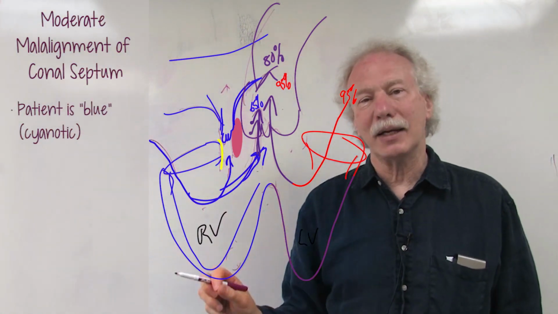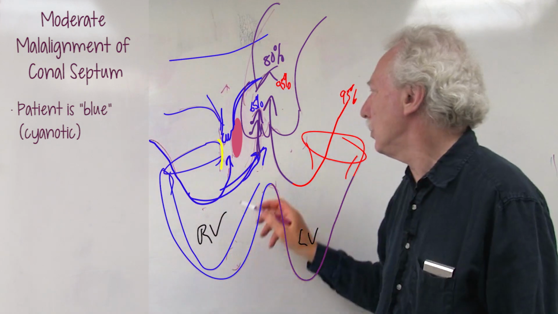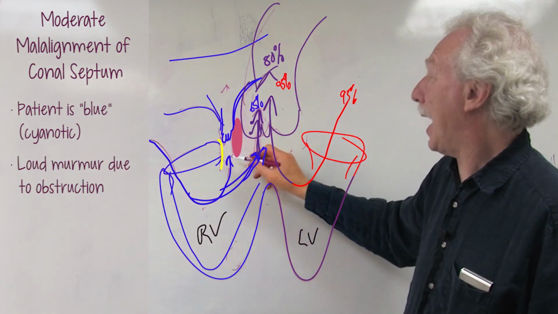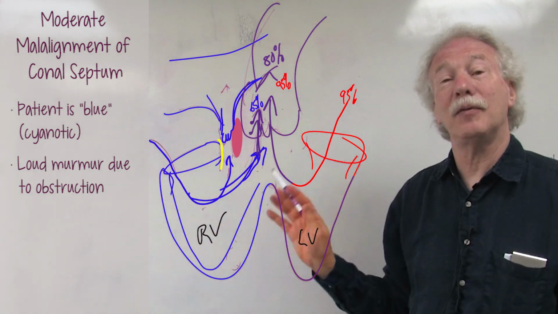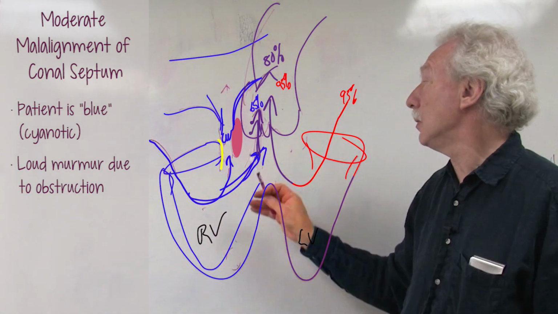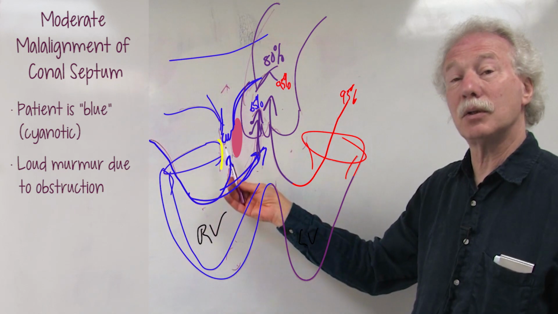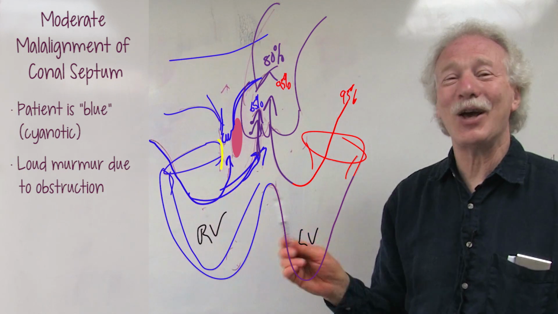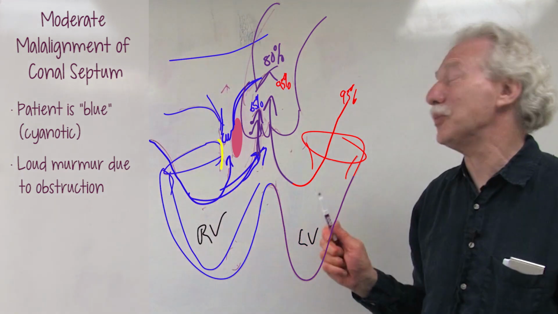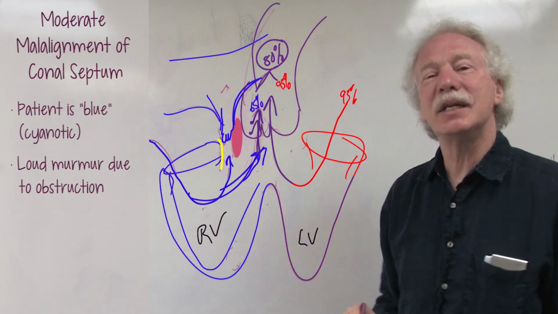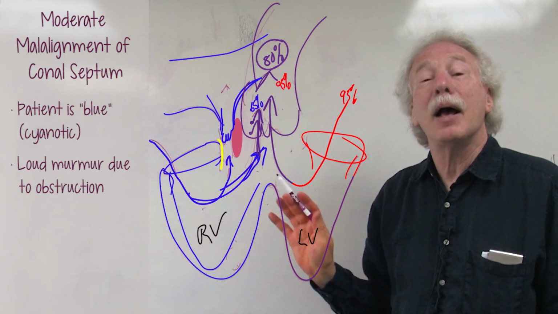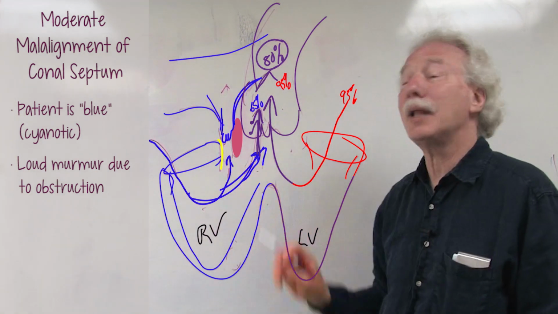The child is cyanotic, looks blue, there may be a loud murmur from this obstruction, and so this would be an example of a kid with Tetralogy of Fallot, moderate to severe obstruction, who does not present like the other kid in congestive heart failure and is pink, but presents desaturated, looks blue, has a loud murmur.